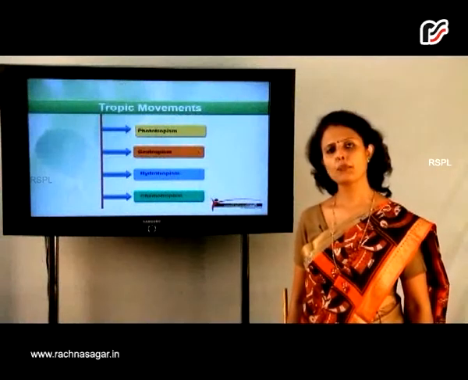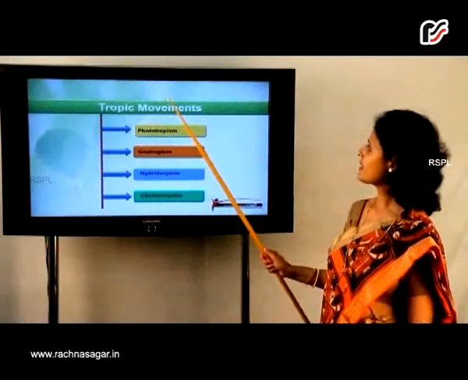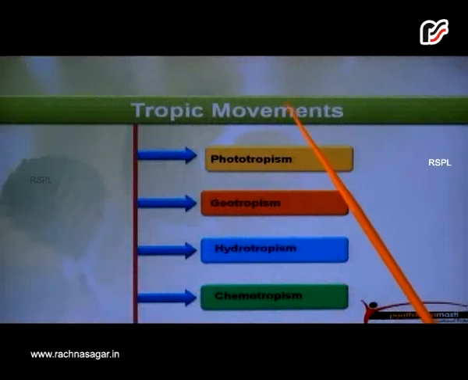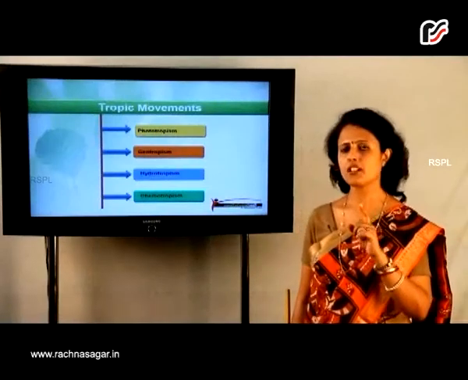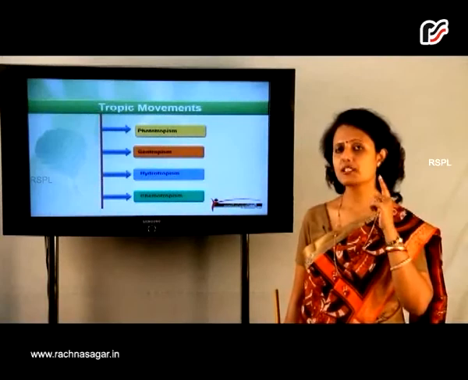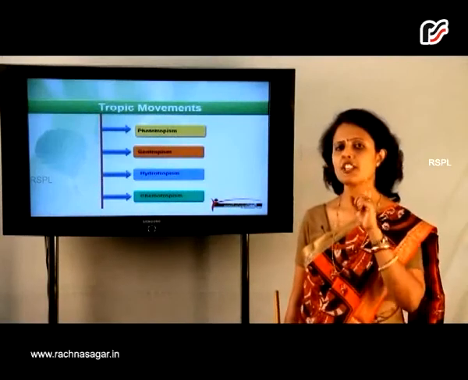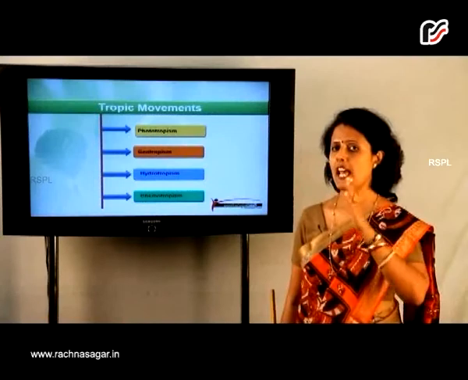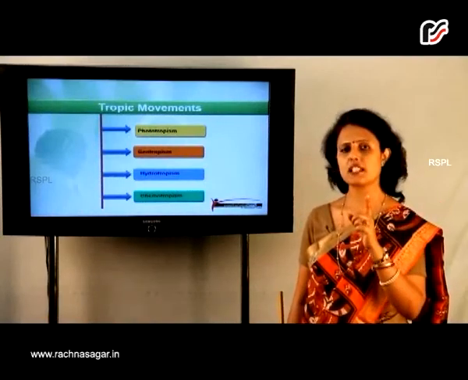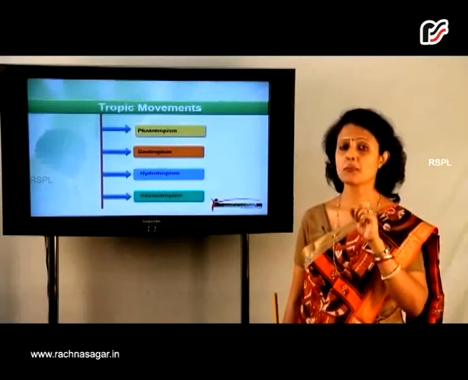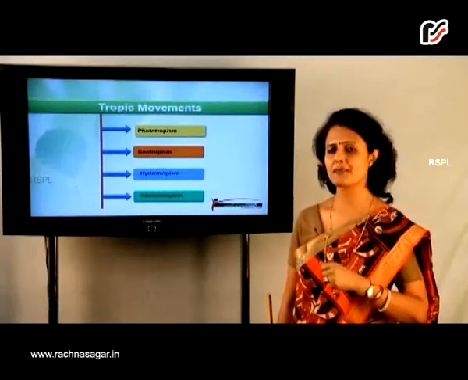Now let's discuss tropic movements in detail. Here we have tropic movements of four types: phototropism, geotropism, hydrotropism and chemotropism. Here I want to mention something. Please remember, whenever a part of a plant is moving towards the stimulus, we call it positive tropism. And whenever the plant part is moving away from the stimulus, we determine it as negative tropism, because I am going to ask you some questions after some time.